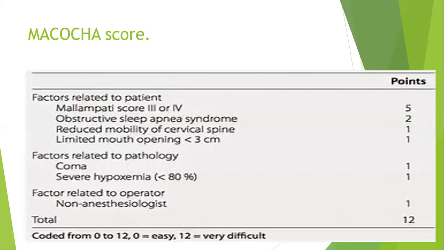All right, this is it here. Mallampati score 3 or 4, you give the patient a 5 points. Patient with obstructive sleep apnea syndrome, you give the patient 2. Patient with reduced mobility 1, limited mouth opening 1. Patients who are in coma 1, severe hypoxemia, SpO2 of less than 80%, you give the patient 1. If the operator is a non-anesthesiologist or not trained, you give the patient 1. So the total score is 12, all right? But any score 3 or more is a predictor of difficult airway.